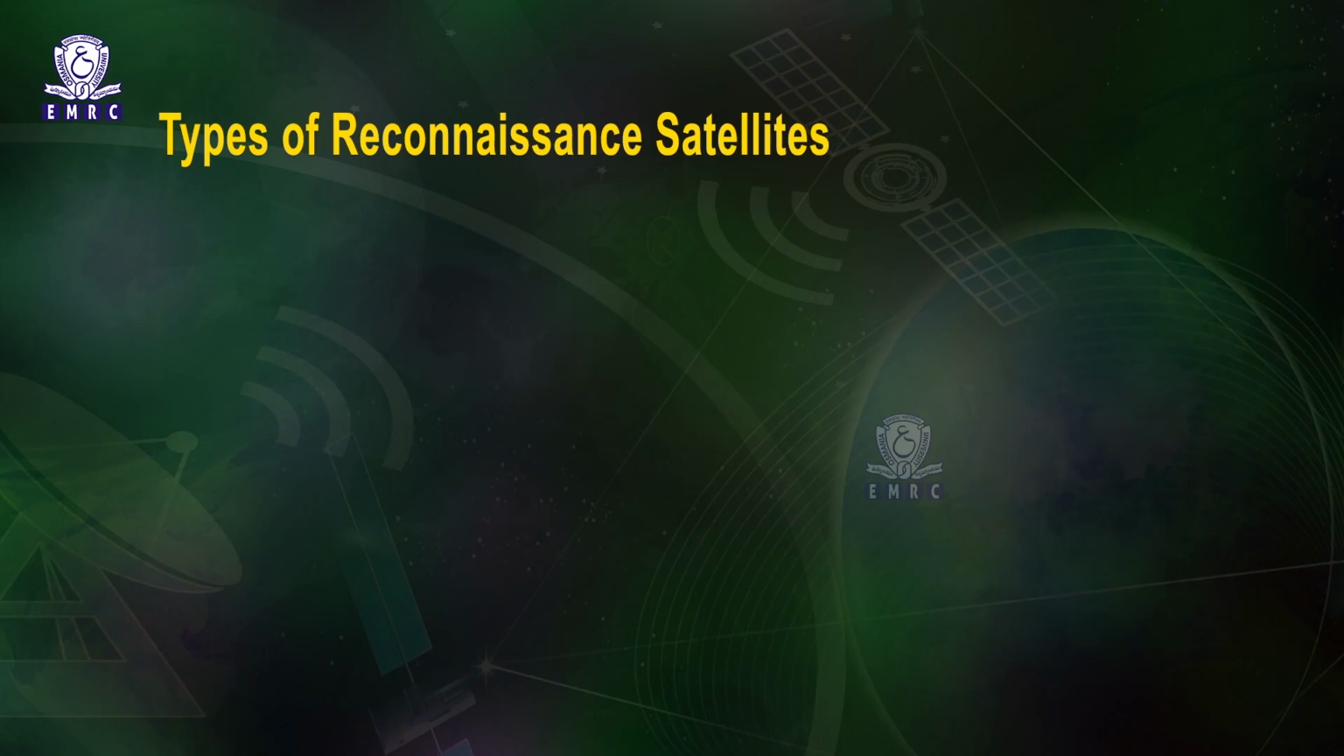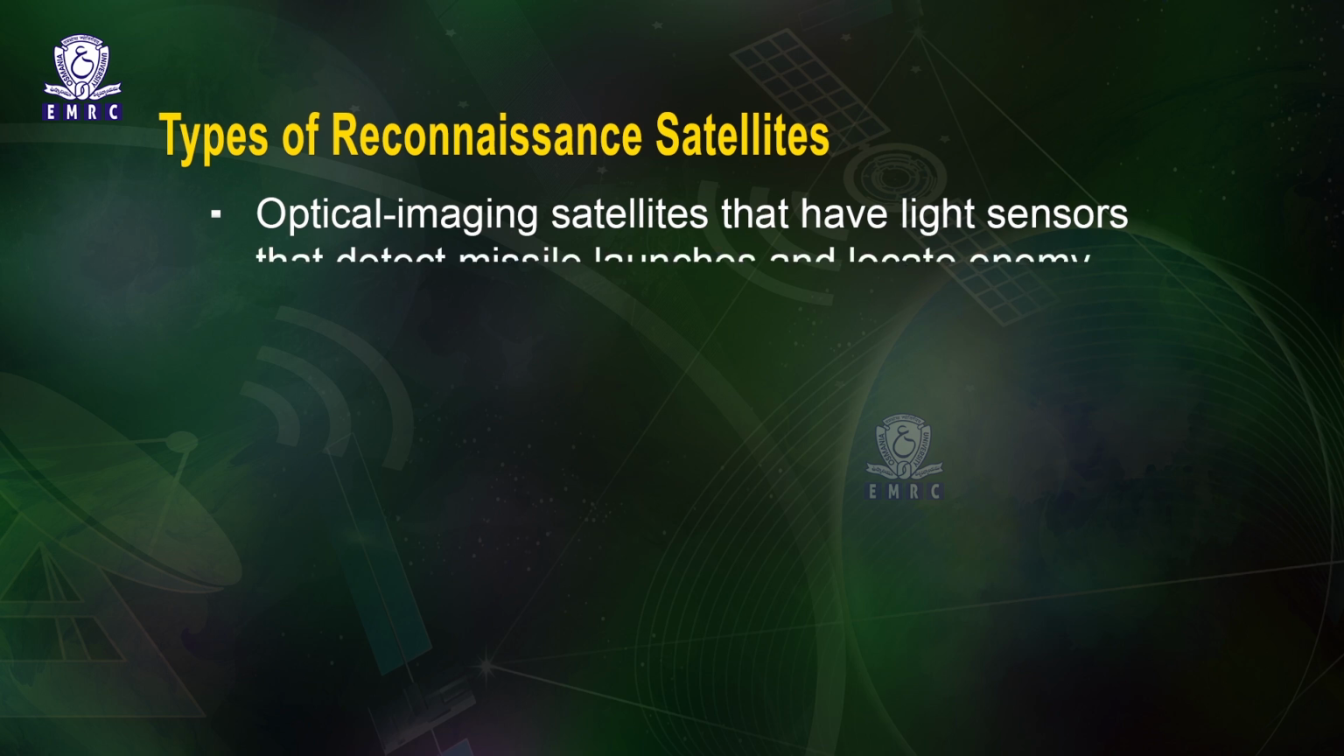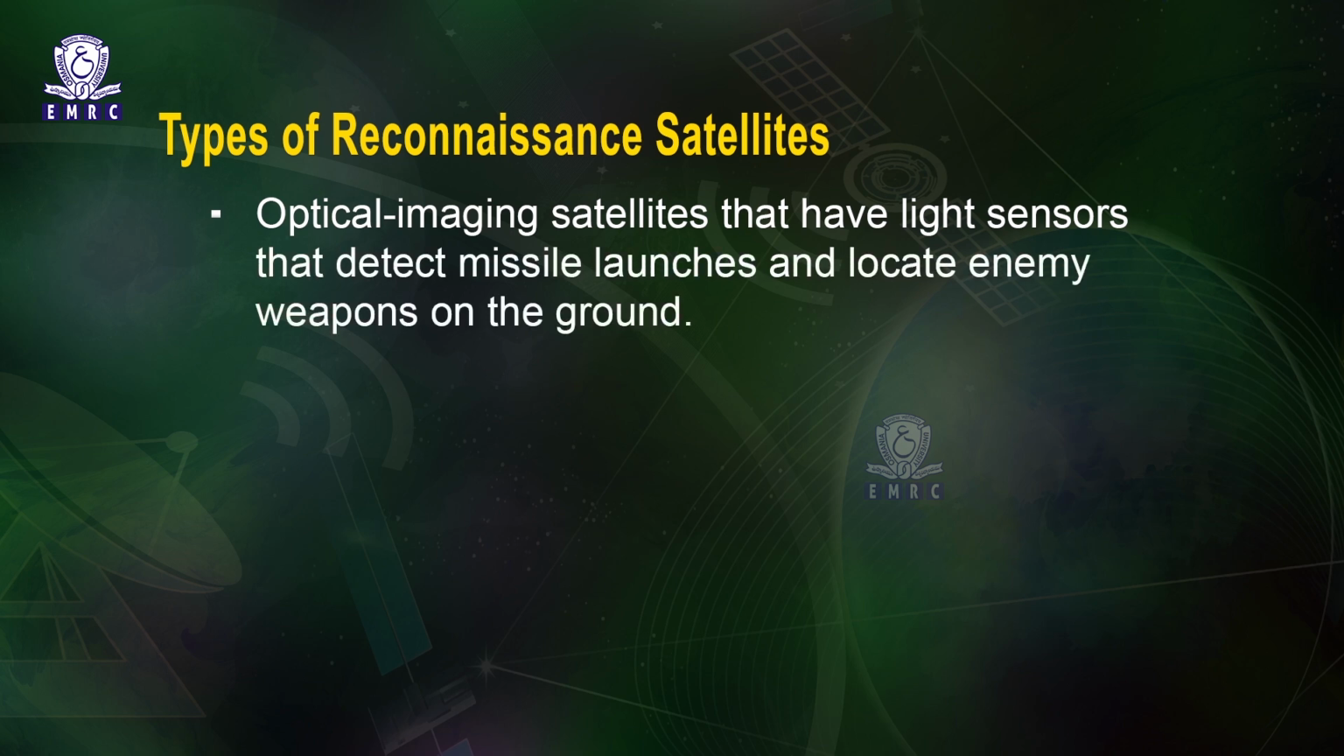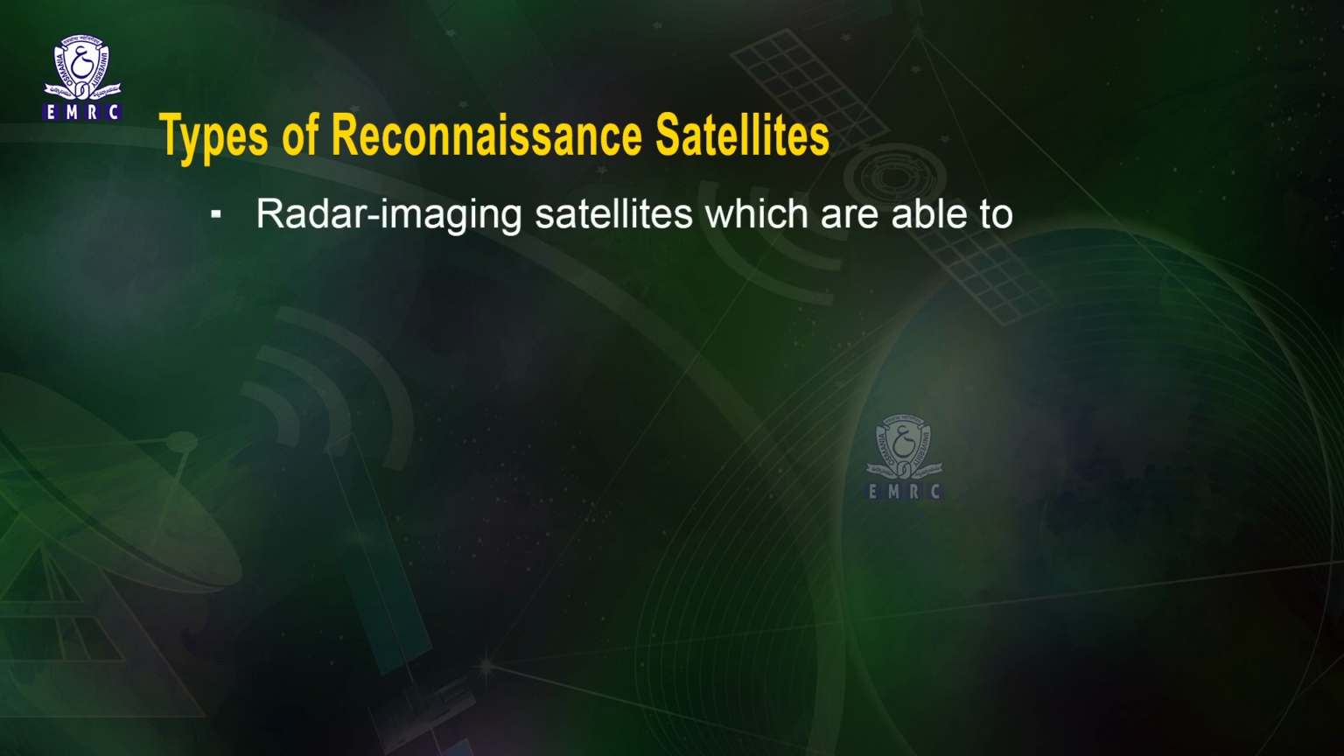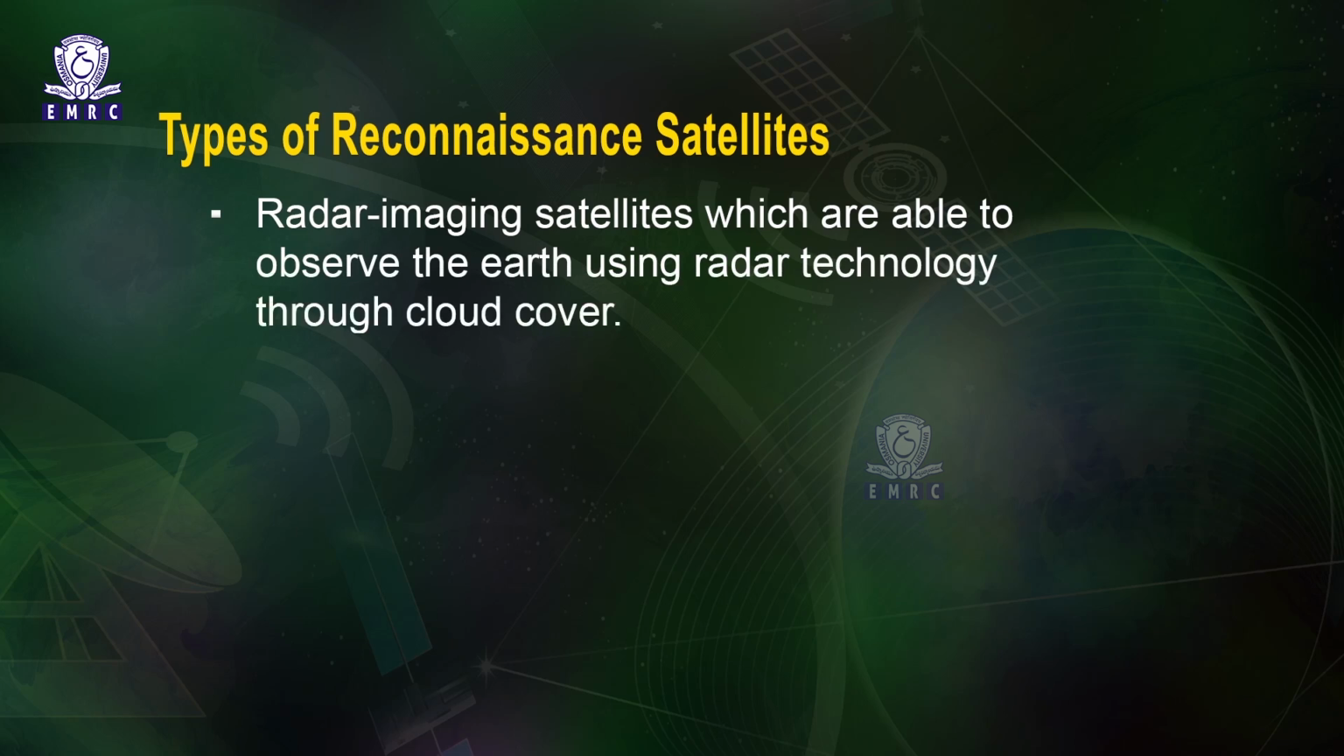There are 4 types of reconnaissance satellites. Optical imaging satellites that have light sensors that can detect missile launches and locate enemy weapons on the ground. Radar imaging satellites which are able to observe the Earth using radar technology through cloud cover.